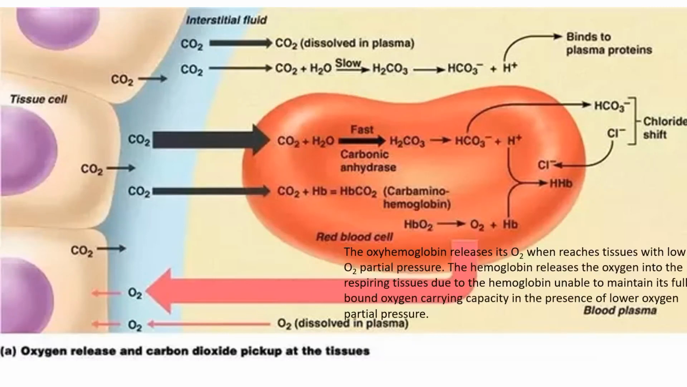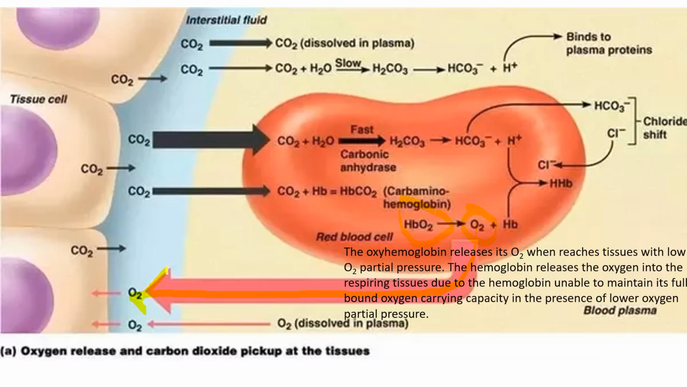Now the oxyhemoglobin releases its oxygen. You can see here how the oxyhemoglobin releases its oxygen. So this oxygen will diffuse into the active respiring tissue, because the hemoglobin is unable to maintain its full bound oxygen carrying capacity in the presence of lower oxygen partial pressure in the active respiring tissue.